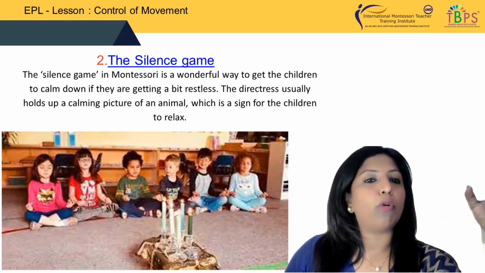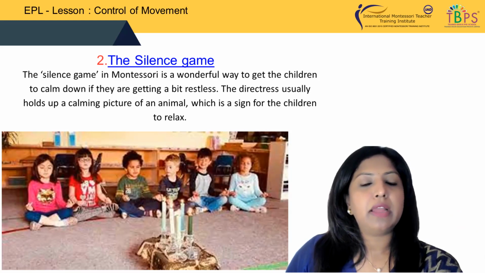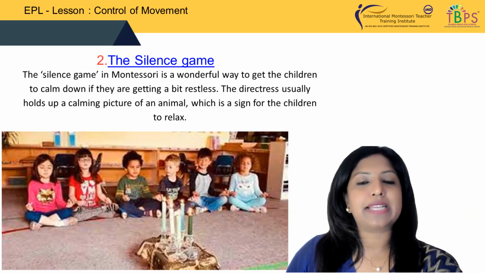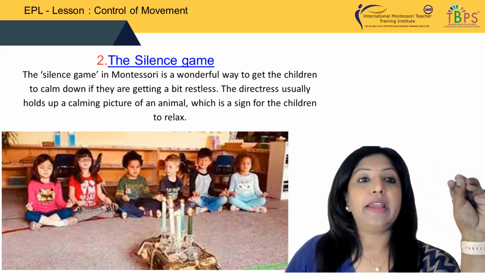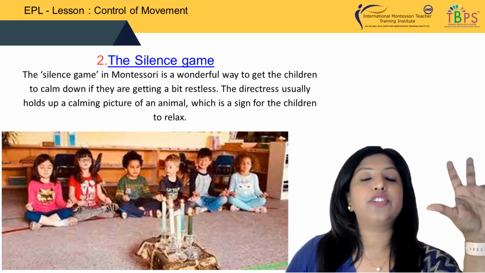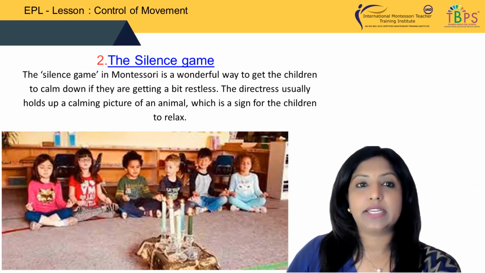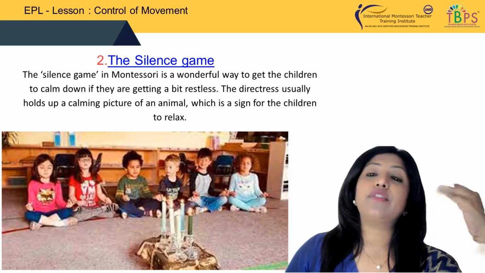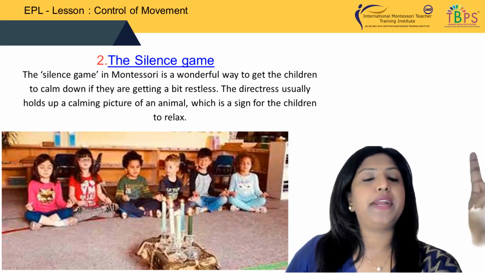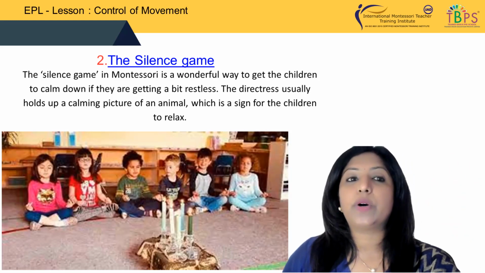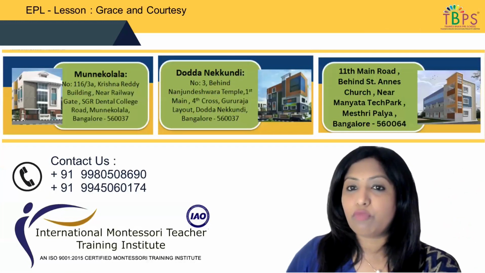You can hold up a charming picture of an animal and you can signal for the children to relax, and then you can hum some verses. You can gently whisper when you're talking, right? So when we do all of that, the child becomes really quiet. Okay, so you can introduce noise and you can introduce silence. So these are the two exercises that you have to work on when you're working with control of movement.